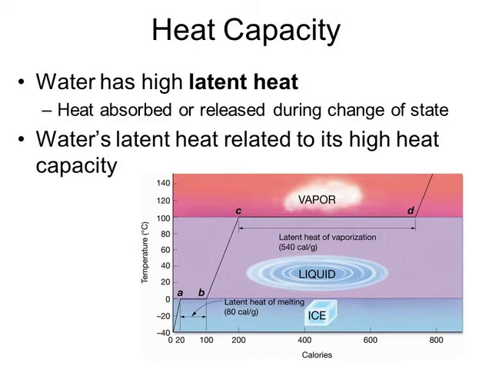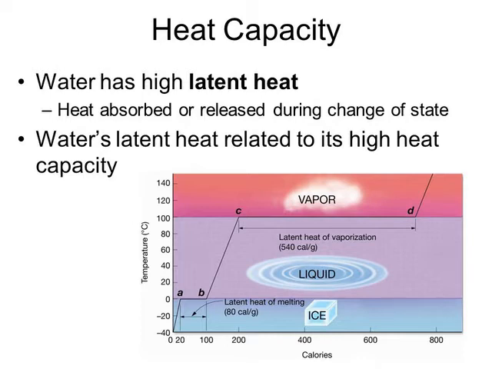So let's look at heat capacity first. Now water has a high latent heat, and that just means that it can store and release heat, and it can store a lot of heat, as we'll see in a second. And because it can hold a lot of latent heat, that leads to its ability to have a really high heat capacity.